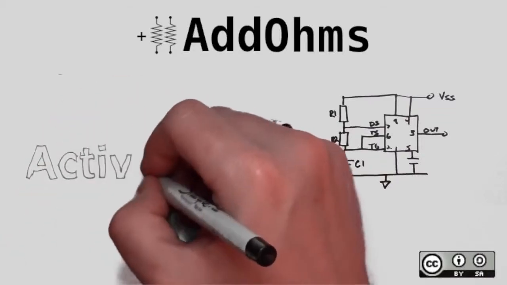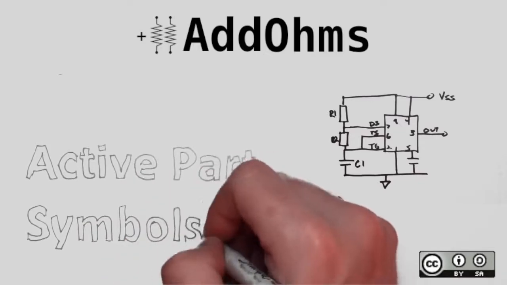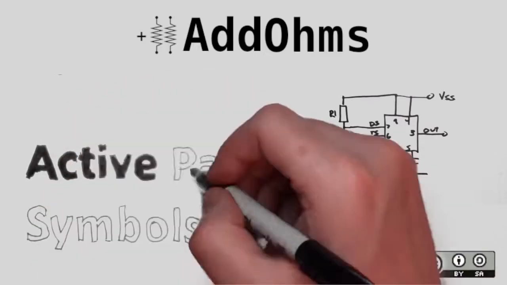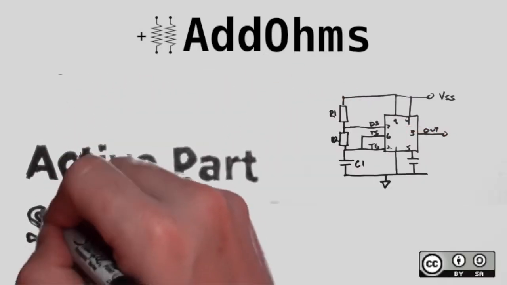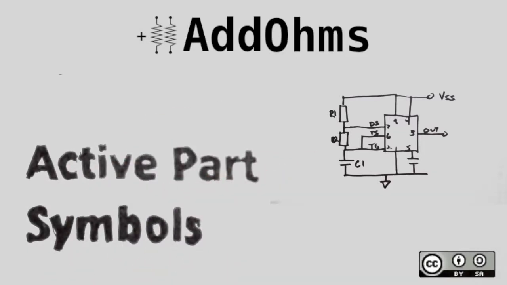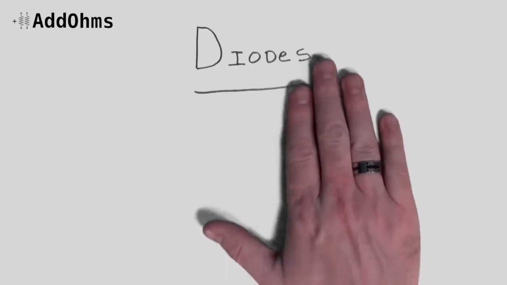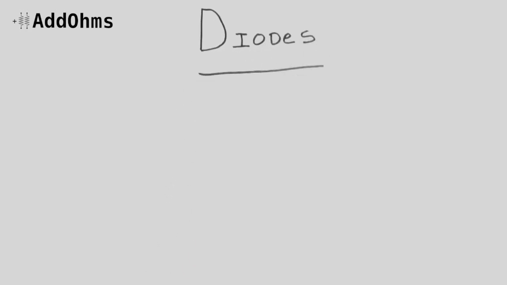Part 2 of this 3-part series on schematics will cover active components, such as transistors, op-amps, LEDs, and integrated circuits. The first component we're going to look at are diodes. Here are 4 different diodes and their associated symbols.